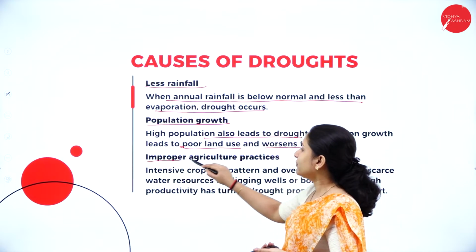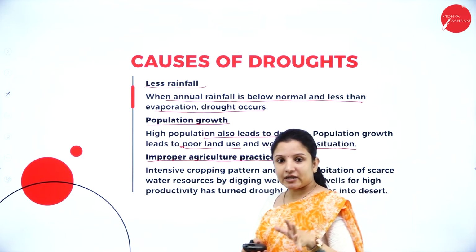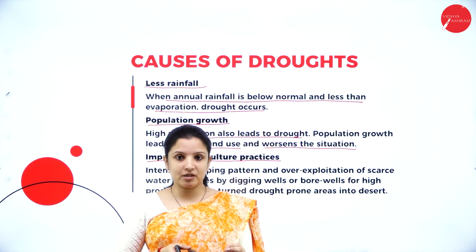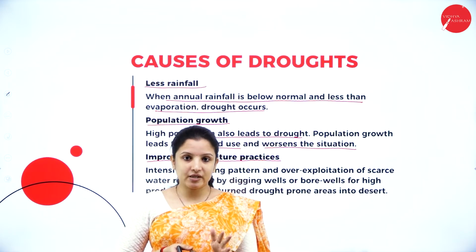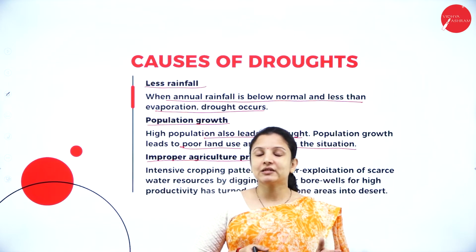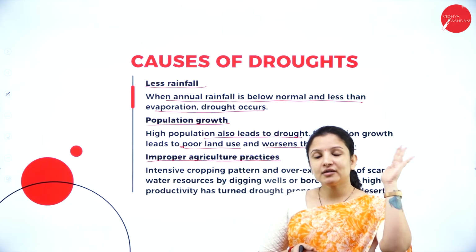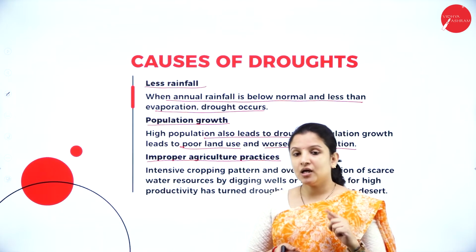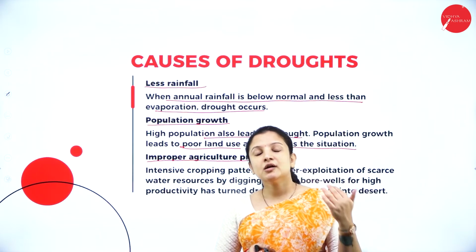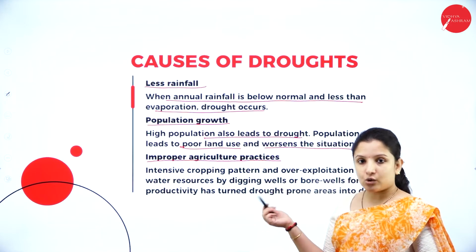Next is because of improper agricultural practices. Whenever agriculture is done, we should not do agriculture throughout the year. A time gap should be given wherein at one particular season agriculture should be done, and the next season agriculture should not be done, so that we can depend on the natural sources of water that are there. But what people do, because of overpopulation and increasing food demand, is try to grow the crop throughout the year, which will result in the drought condition.